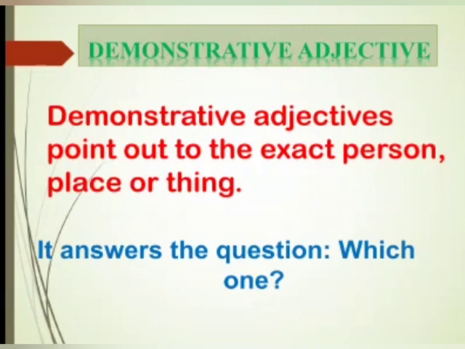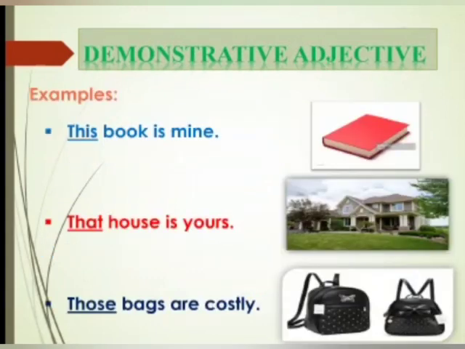Next is demonstrative adjective. Demonstrative adjectives point out to the exact person, place, or thing. It answers the question, which one? The examples are, this book is mine. Which book? This book. This is an example of demonstrative adjective.